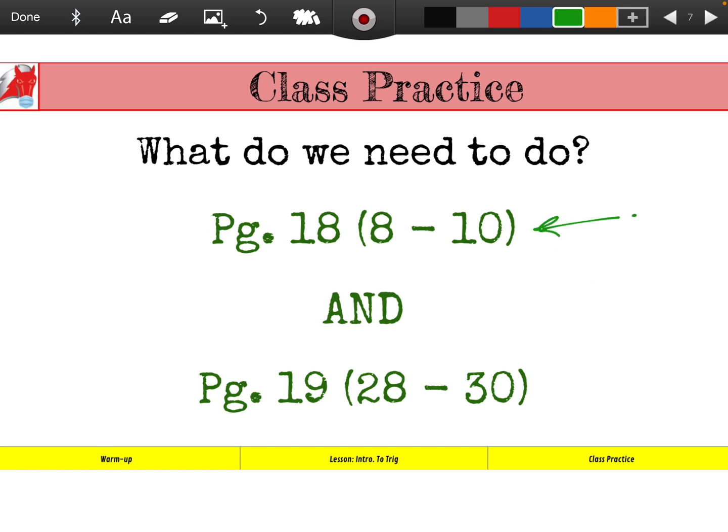So page 18, you're going to see the very first on the skills, 8 through 10, and then I think it's on the core, 28 through 30. Just finding missing sides. Practice those 6. That is it for us, my friends. Get your practice. Let me know if you have questions.